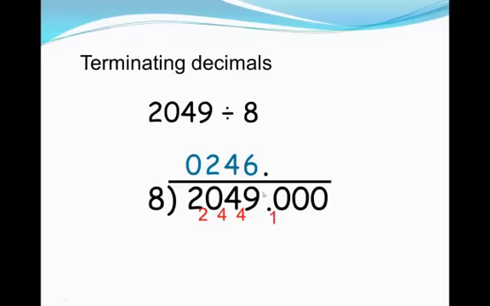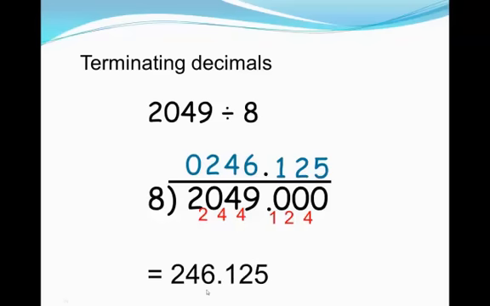So 6 8s are 48. We have a remainder of 1. We've put a decimal point into our quotient, into our answer. Now we can carry on with our division problem. 8 goes into 10 once with a remainder of 2. 8 goes into 20 2 times with a remainder of 4. 8 goes into 40 5 times with no remainder. So this is therefore called a terminating decimal. So our answer is 256.125, and that's the answer as a decimal of 2049 divided by 8.